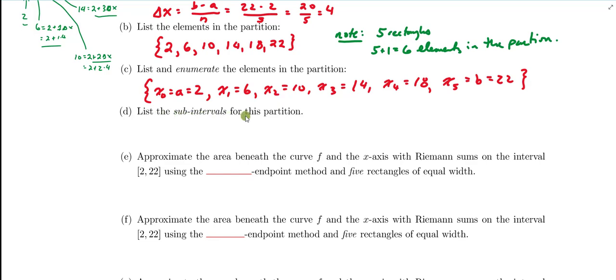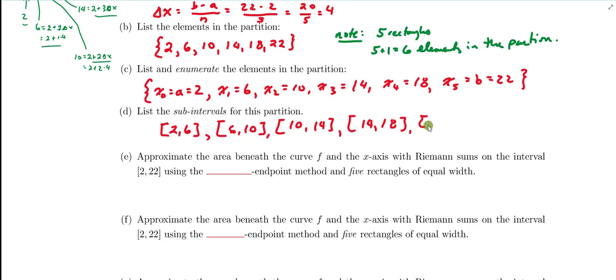The next thing we're asked to do is to list the subintervals of this partition. So let's go ahead and do so. The subintervals would be from 2 to 6, 6 to 10, 10 to 14, 14 to 18, and from 18 to 22.